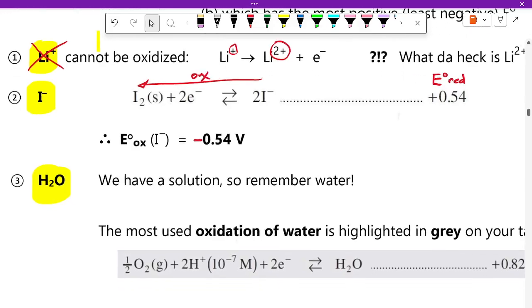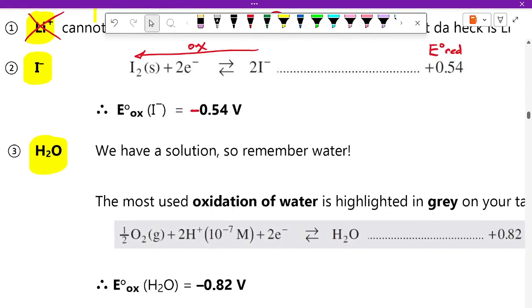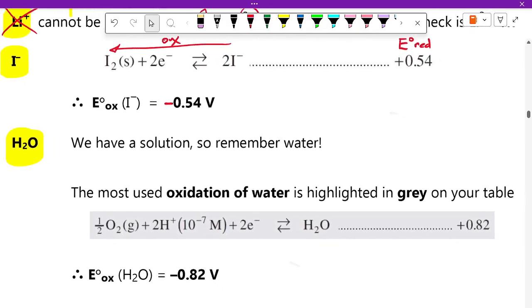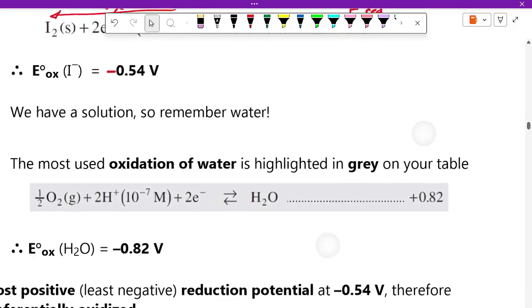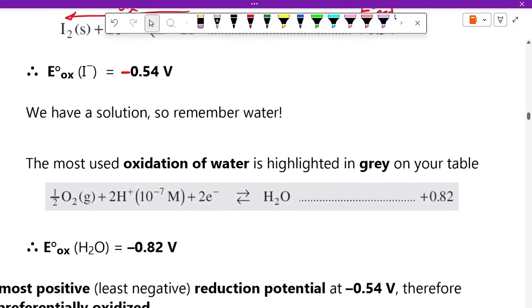Okay. Now water, if it says a solution, you have to remember water. And most often, the water used is going to be in the gray highlighted section. I guess it's low lighted rather than highlighted, but whatever. And you need to look for the oxidation of water. So you need water to be on the right-hand side, right? Because it's going to be going this way. It's going to lose electrons.